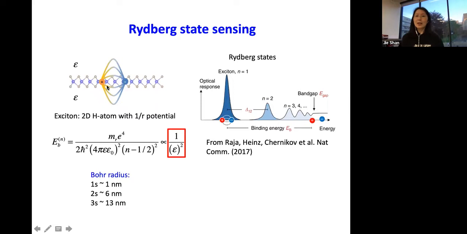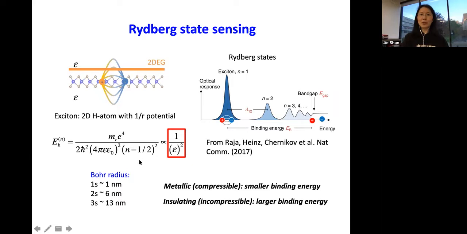Because the size is much, much bigger than the thickness of a monolayer, one would imagine that if we place a metallic sheet next to it, we expect to see very large screening, so the binding energy will be smaller and the absorption strength amplitude will be smaller too. And if you have an insulating layer next to it, the screening will be much less. Then we expect to see large binding energy and also a large absorption amplitude.